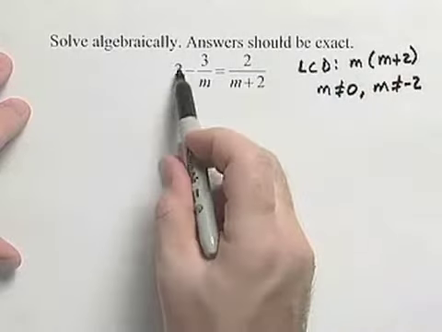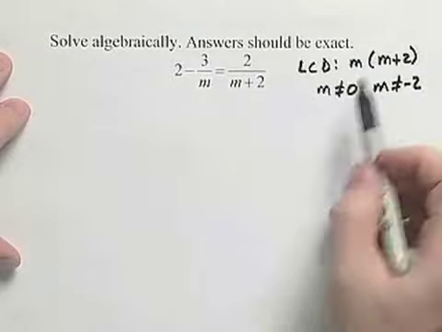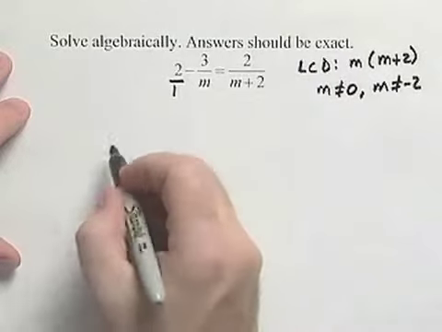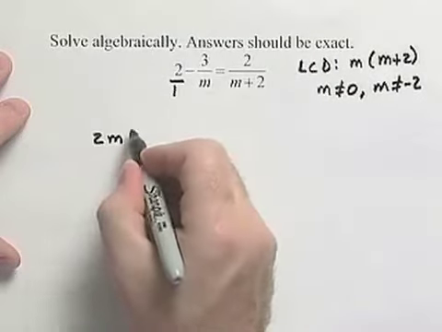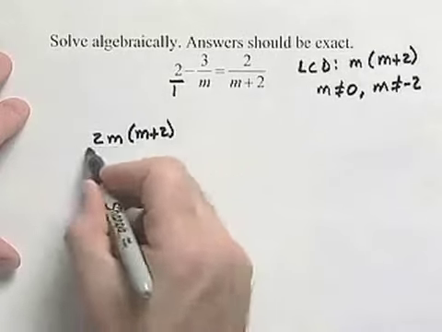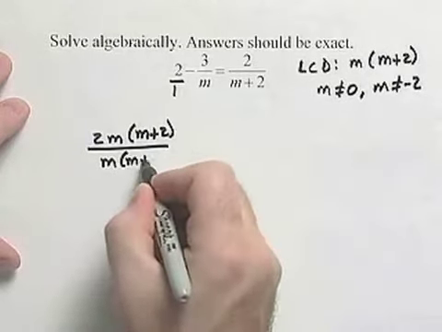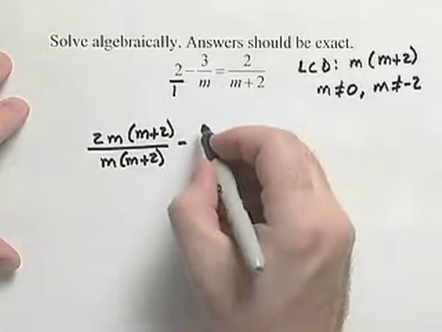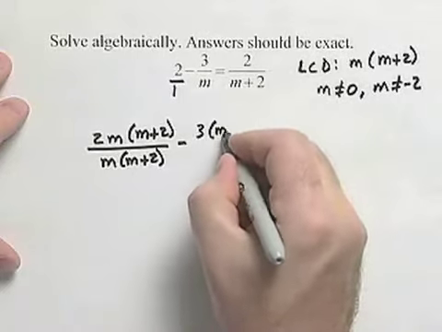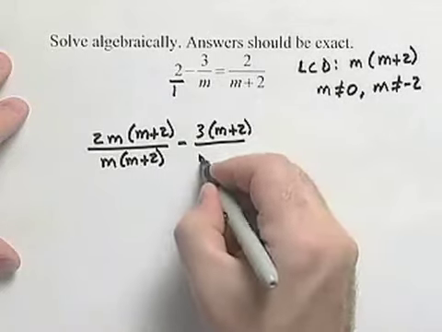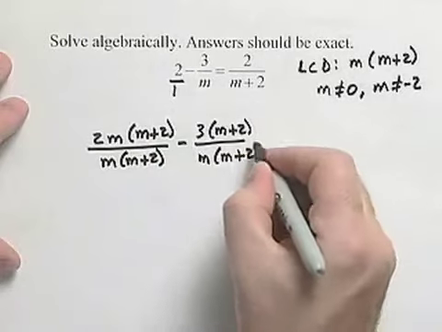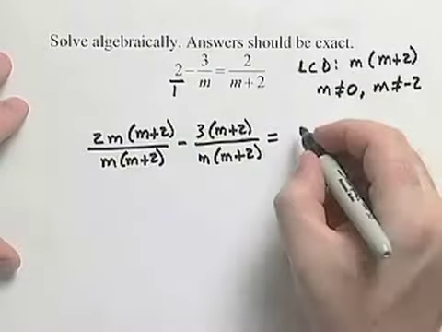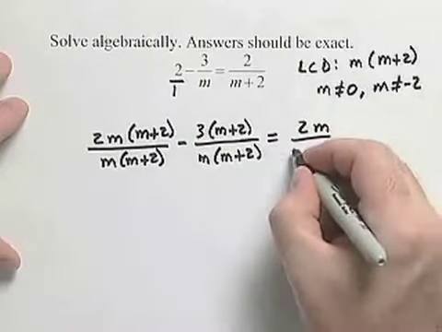What we want to do next is rewrite each of these terms so that they have the least common denominator. If we think about this first term as 2 over 1, then an equivalent term would be 2m times m plus 2 over m times m plus 2. In our second term, we need the factor m plus 2 in our denominator, so we'll multiply the top and bottom by m plus 2. On the right-hand side, our denominator is missing this factor of m, so we multiply the top and bottom by m.